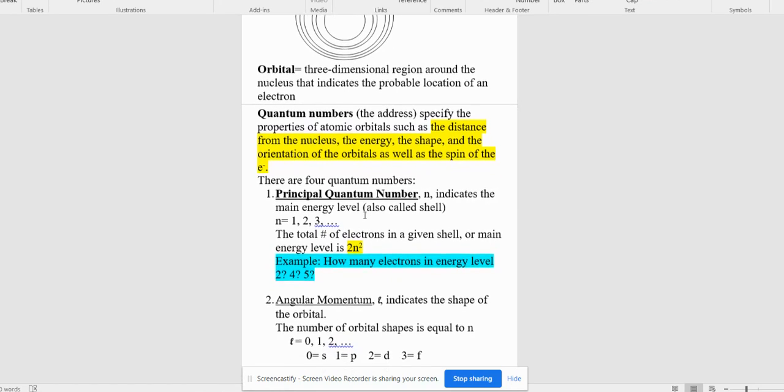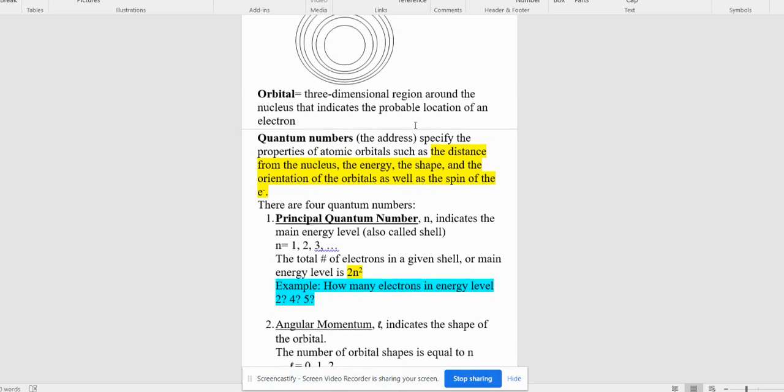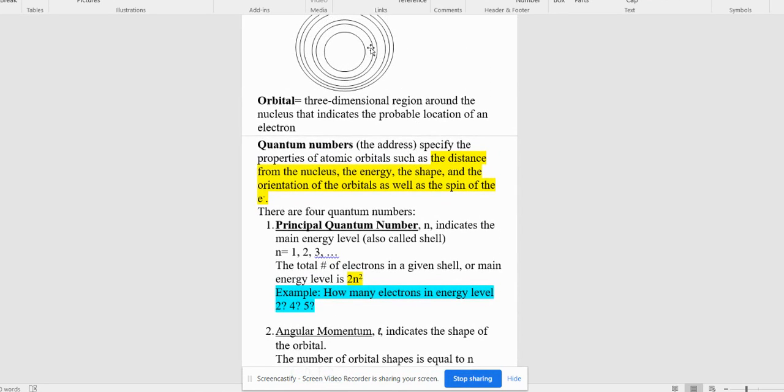So the energy level is represented by a lowercase n, and it's going to tell us how far away from the nucleus we are. So when I drew my circles a second ago when I was doing my Bohr model, the circles are the energy levels. Okay, so we had energy level 1, we had energy level 2. That's the principal quantum number.